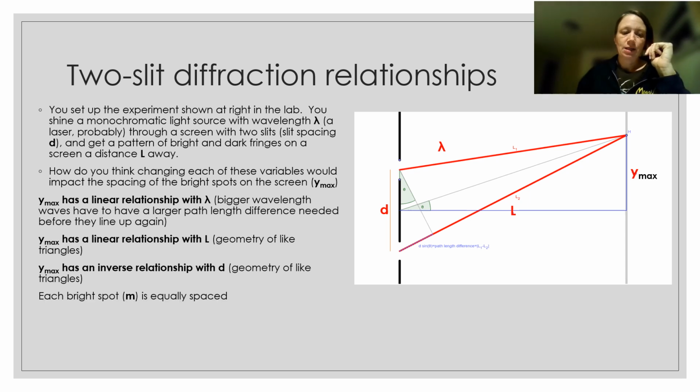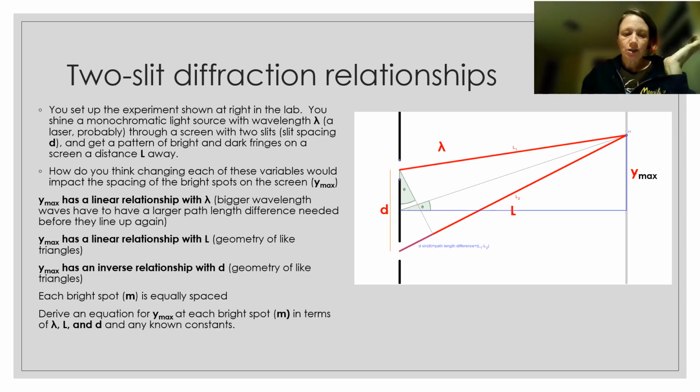The last note is that each bright spot, or m order, is equally spaced. So as far above the central maximum as m equals 1 is, we're going to double that to get to m equals 2. So the equation then, if you would again pause the video, you can use these mathematical relationships to derive an equation for y max at each bright spot m in terms of those three variables and any known constants. And then I'll unpause and we can take a look at what AP College Board thinks.